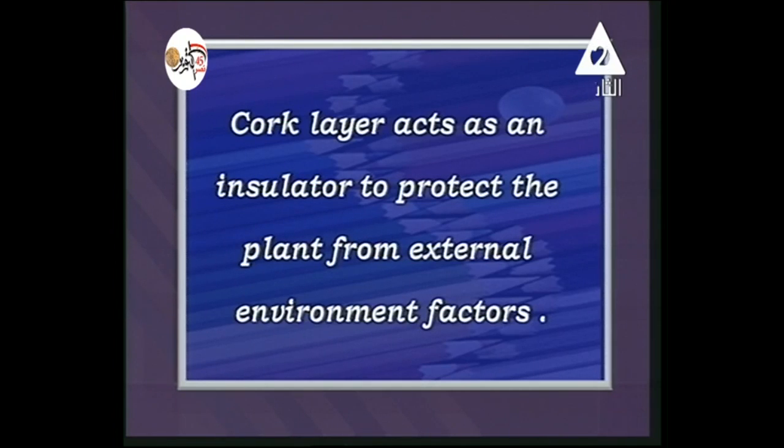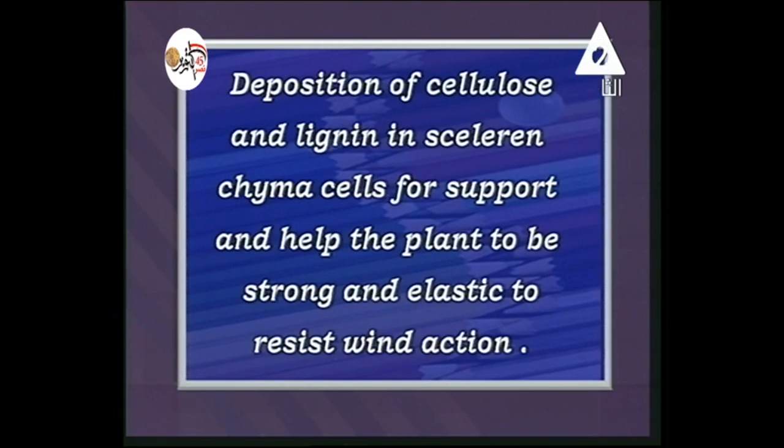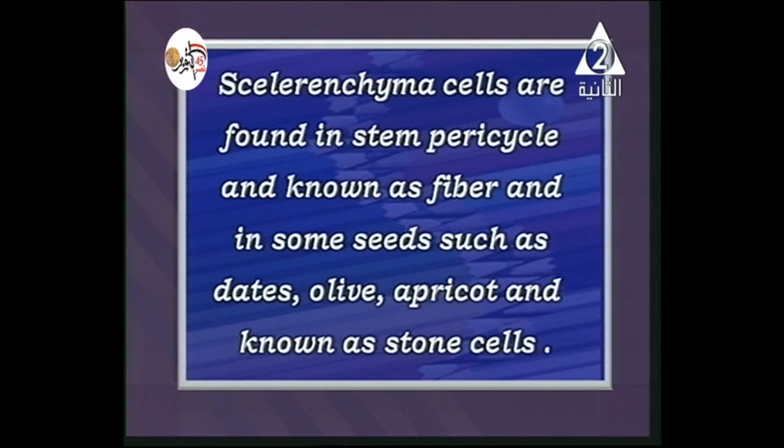Yet we also have the cork layer, which acts as an insulator to protect the plant from the external environment, as we said, like drought, very high temperature or low temperature, and so on. Those are called external environmental factors. Finally, we have an extra example, the deposition of cellulose and lignin in sclerenchyma cells for support, helping the plant also to be strong and elastic to resist the action of the wind. Just extra information for you: sclerenchyma cells are found in the stem, in the pericycle, and they are known as fibers. Some seeds such as dates, olive, apricot, and so on are called stone cells.